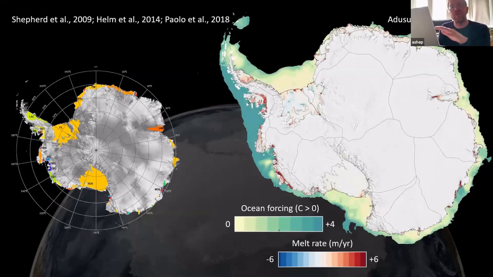Sushil Adusumilli has done a very much better job using the long record of altimetry now, and he's shown that the elevation changes have fine spatial structure, the thickness changes in the ice shelves, but they're also correlated with the warm ocean around Antarctica too. And so this is the coupling that had to be introduced into the ice sheet models in order to properly represent the forcing that we were seeing from the ocean.